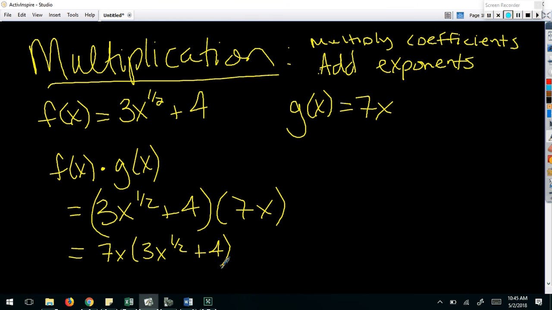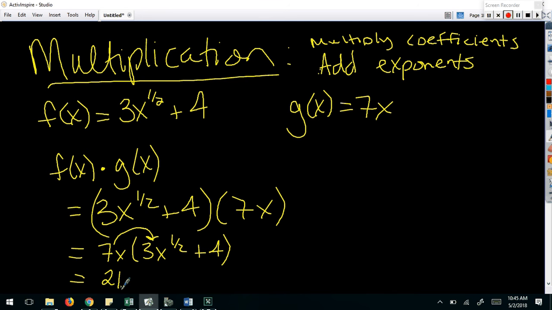All right, so remember what we do when we multiply. We multiply coefficients, so 7 times 3 is 21, and we add exponents. Now the difference is I have fraction exponents now, not just whole numbers. So what is 1 plus 1/2 as a fraction? 3/2. 3 over 2.